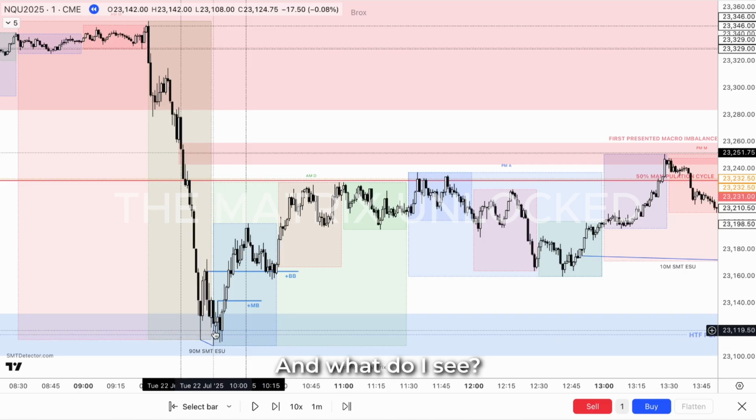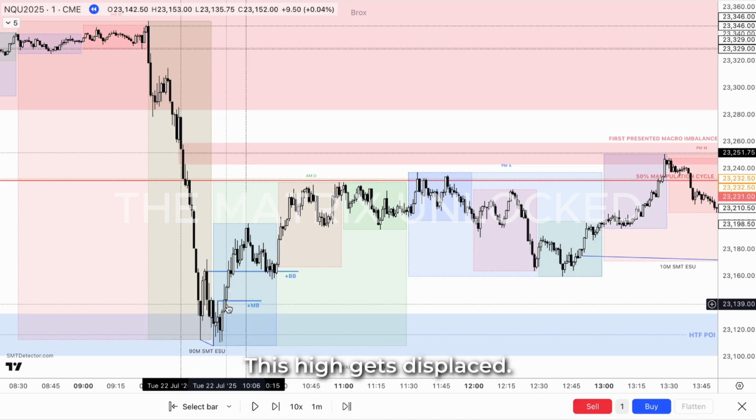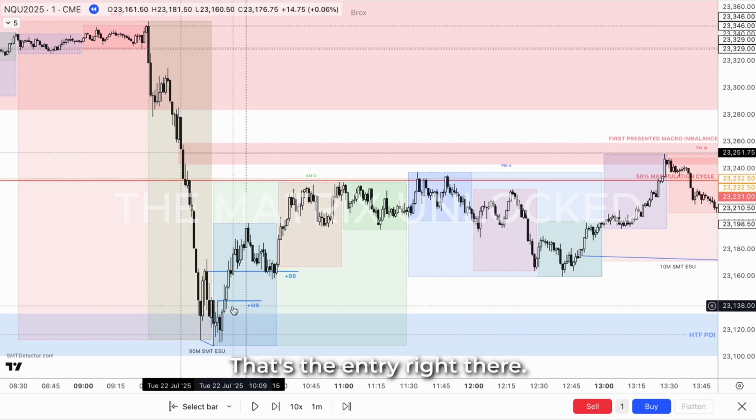And what do I see? I see that we have a low, high, higher low, higher high. This high gets displaced. Then retrace into it. This is your mitigation block. That's the entry right there.